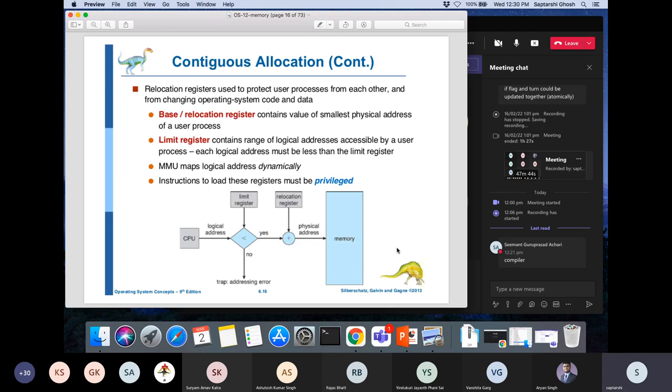So we have discussed this, right? The MMU maps the logical address dynamically using, let's say, the relocation register. Initially we used the term base register, but now we have started using the term relocation register. The functionality remains the same. The starting address of the memory is contained in that register. And there is a limit register which says the total size of the contiguous chunk which this process has been allocated. Okay. So that's the simple contiguous allocation.